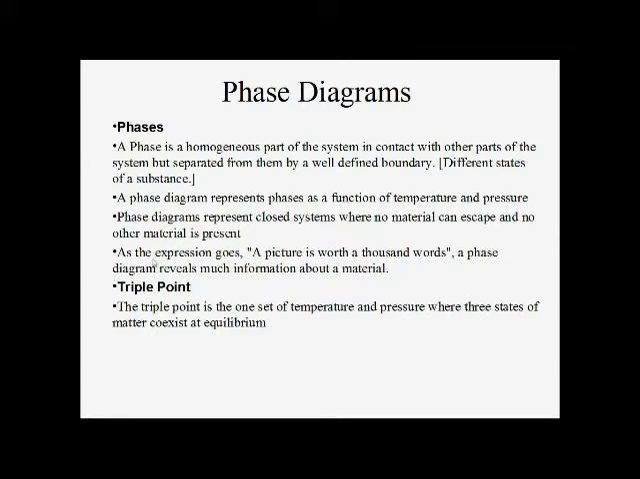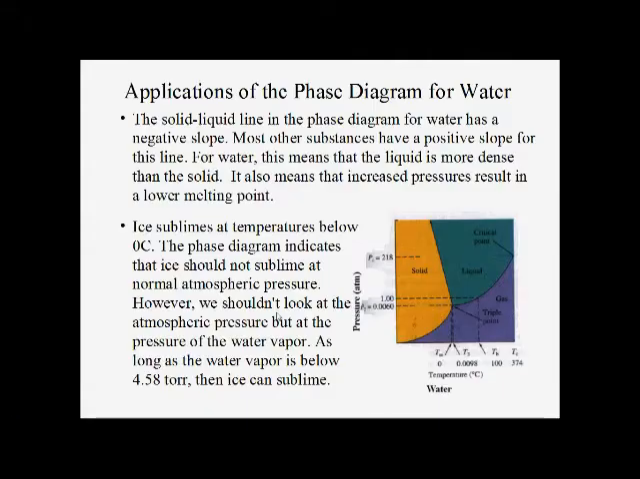On phase diagrams, we can have triple points. A triple point is a set of temperature and pressure where three states of matter can coexist at equilibrium. So this is one of the phase diagrams of water. We can have different phase diagrams based on the temperature-pressure range that we're looking at.